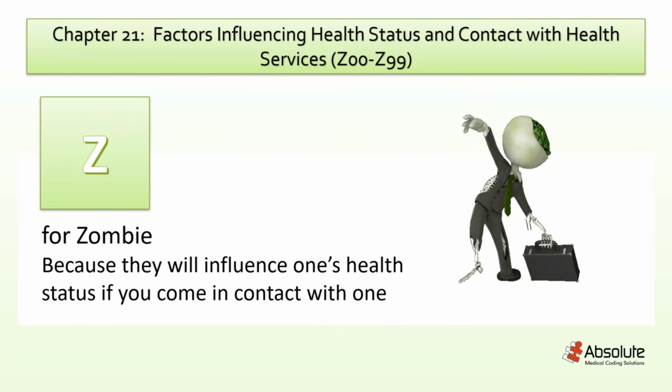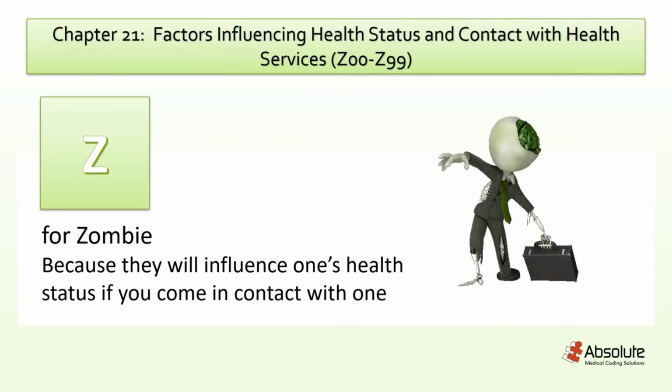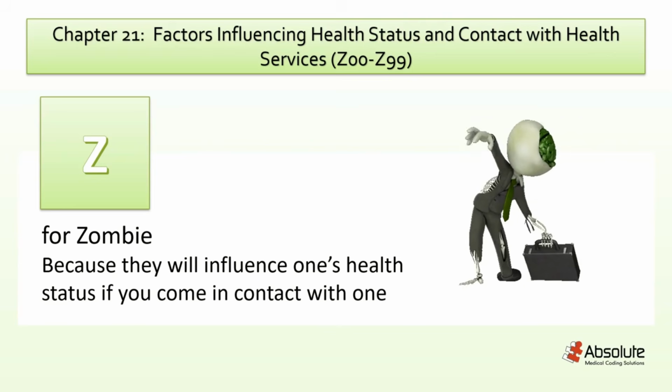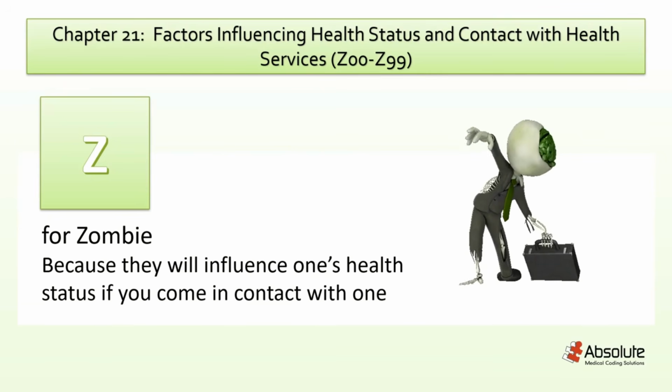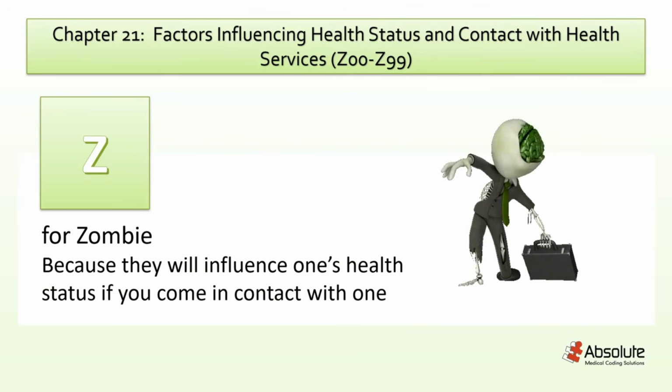Okay, so this is letter Z. Now, when we think of Category 21 codes, we think of Z. Z for zombie, right? Because if you come in contact with a zombie, it will influence your health status. Okay, that's stretching it. One of the students shouted that out on one of our social media pages. We're using it. This is all we got, so remember it.